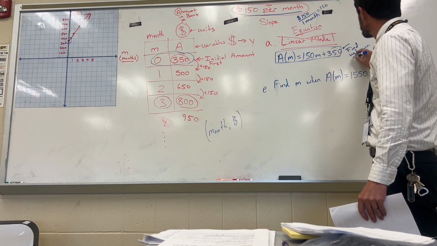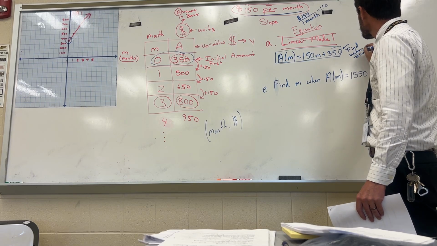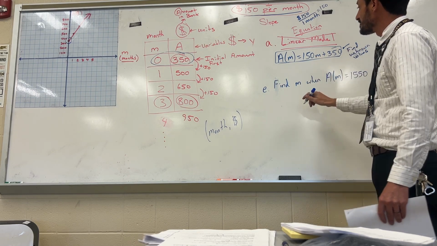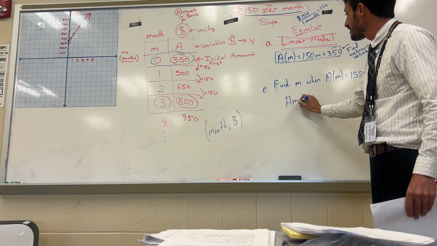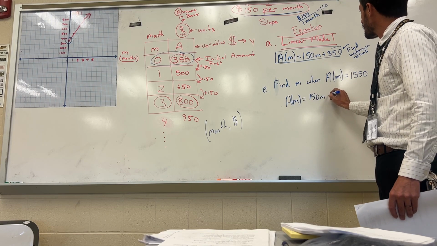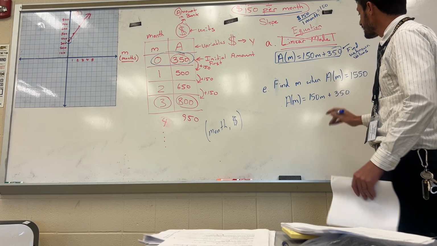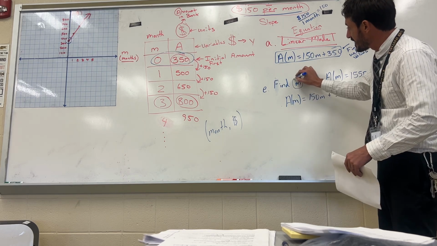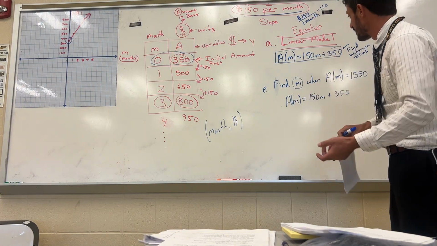Unknown values. So when you're asked to find unknown values, you're just using the equation to do this. So just rewrite the equation: A of M is equal to 150M plus 350. And notice, what is it asking us to find? It's asking us to find M, or the number of months.